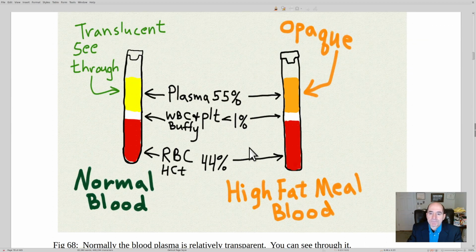Okay, now here is the picture of what happens when you eat a high-fat meal. The plasma becomes opaque from all the fat in there. Okay, so that's not good. If you watch that movie, The Game Changer, all about vegan diets with athletes, they showed this, the live thing. They took the blood from a bunch of athletes after they ate a high-fat meal, and you'll see that becomes more opaque.